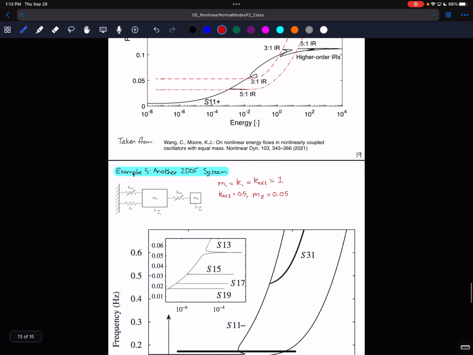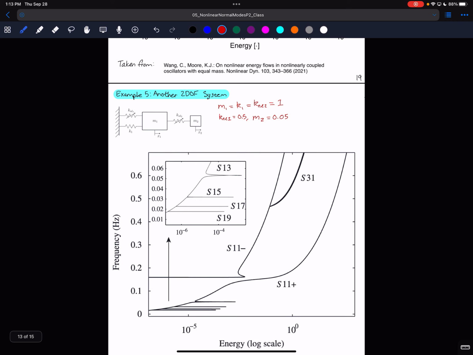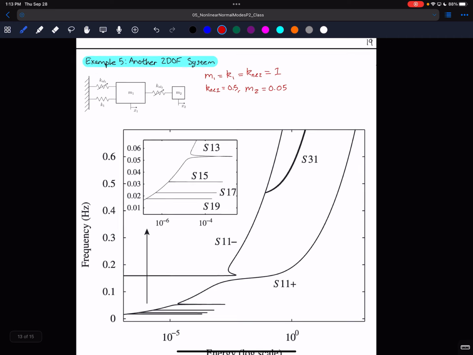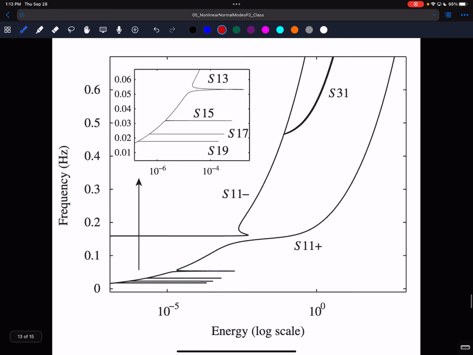If we go ahead and compute the two NNM branches for this system, the first nonlinear normal mode starts with an energy frequency of 0, and at low energies its motion is isolated to the attachment. At low energies, the second NNM is isolated in the mass M1.